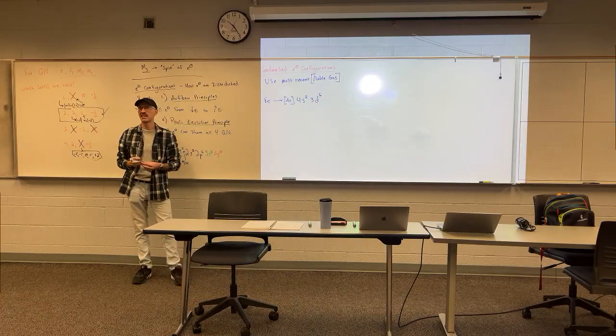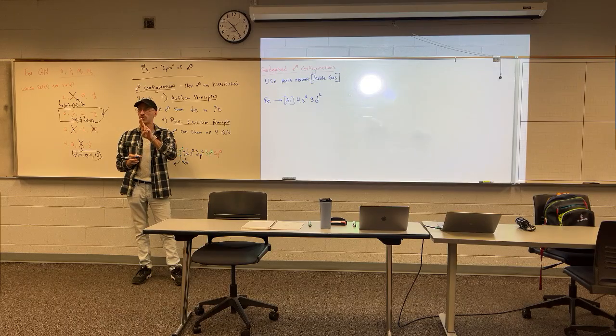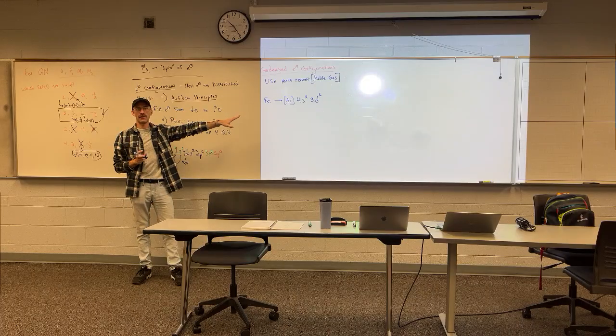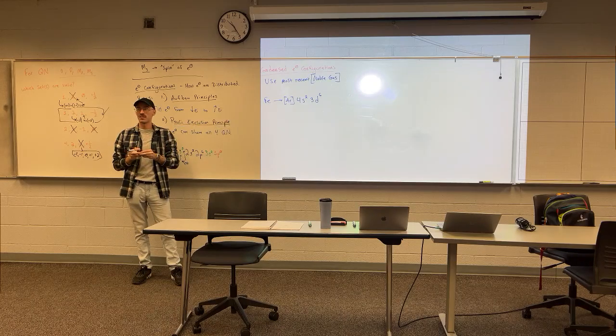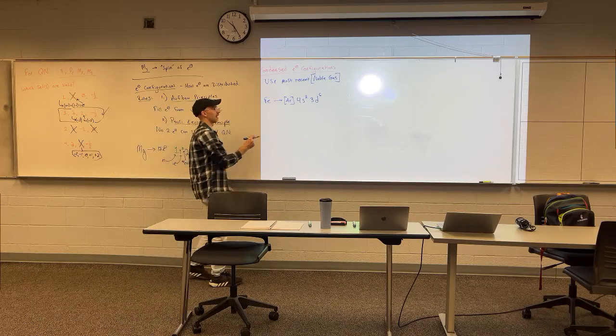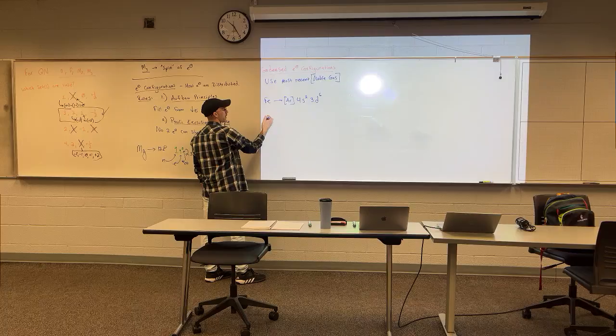How many electrons can fit in the 3d subshell? 10. 2 in each of the 5 orbitals. So does iron have a filled d subshell? No. It's coincidental that you're seeing 6, which is when p is filled. But this is just 6 of the 10 possible spots.